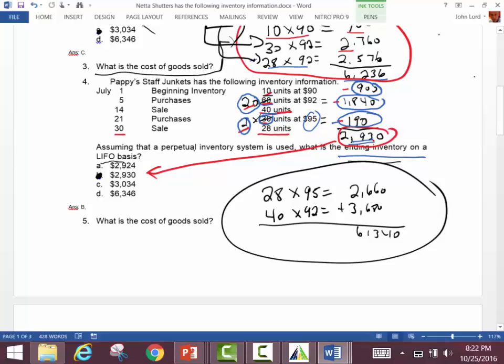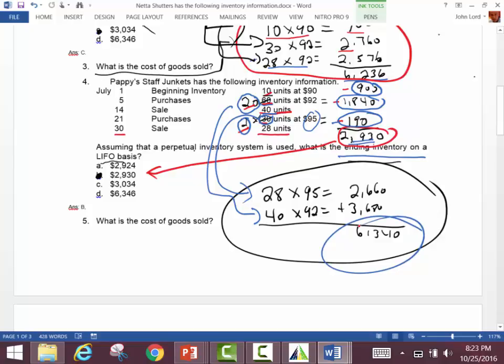Right? So that one's a little trickier. That's why I didn't want to get you stuck in the middle of that one, because of that wrinkle of the purchase coming before the next sale, right? Okay, good. Now, if you want to do cost of goods sold, it's really the complement of this. It's 40 of those that got sold right there, and then the 28 of those that got sold, right? Okay.